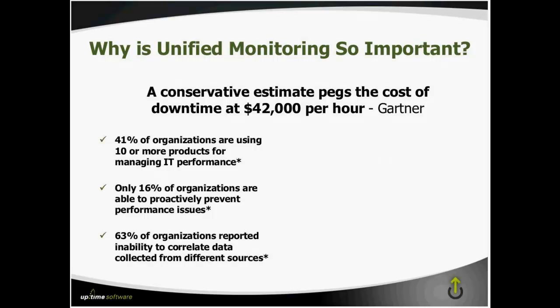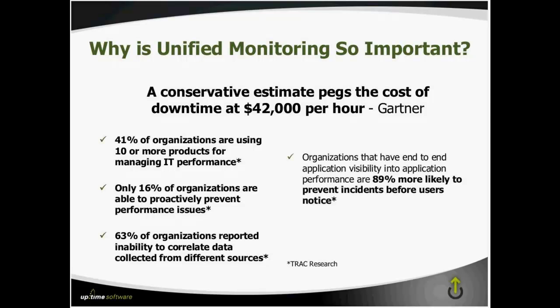63% of organizations reported the inability to correlate data collected from different sources. So these are organizations that fall into that spreadsheet problem or that multiple sources of data problem, where it's nearly impossible to take output, either metrics or status reports from different tools, and merge them together into something that can easily be correlated across different components of either the data center or the application stack, and make real decisions about how to resolve issues and streamline your IT operations.